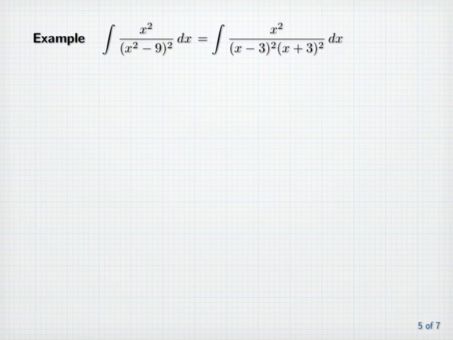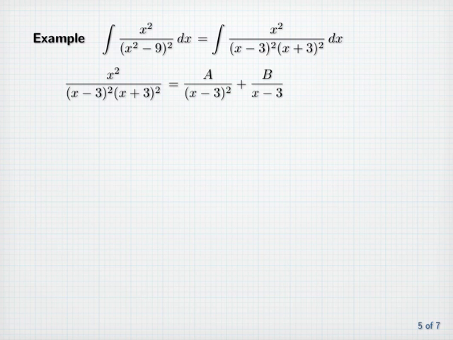So we now need to do a partial fraction expansion on x squared divided by x minus 3 squared times x plus 3 squared. That denominator consists of two repeated linear factors. The x minus 3 squared tells us to write a divided by x minus 3 squared plus b divided by x minus 3, and x plus 3 squared tells us to write c divided by x plus 3 squared plus d divided by x plus 3.